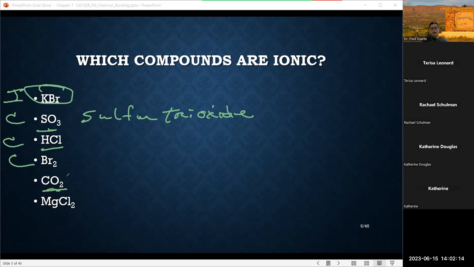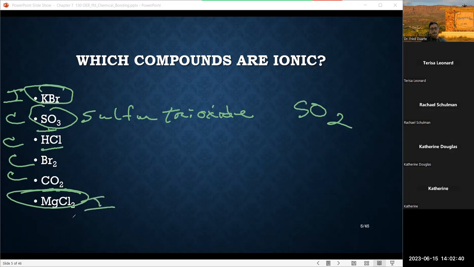Notice again, covalent, but we use prefixes like we did with sulfur trioxide. If it would have been sulfur dioxide, that's a prefix we use, but only for covalent compounds do we use prefixes. So we have covalent for carbon dioxide. And what about the last one? Ionic. What would you call it, name-wise, if you had to name it?